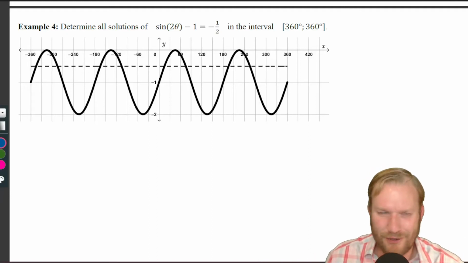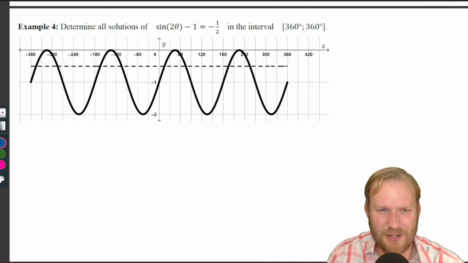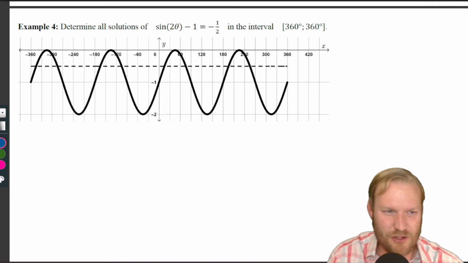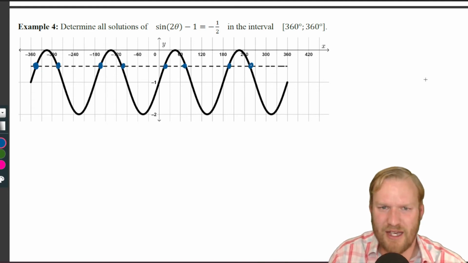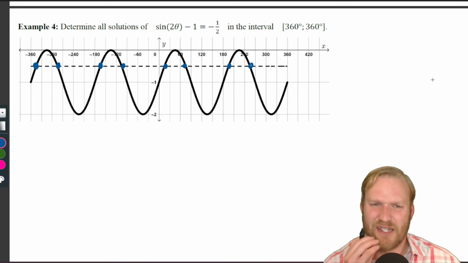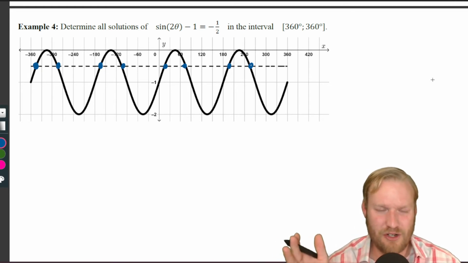Okay, by now we're surely on a good roll, so let's go for it. Sine 2 theta minus 1 equals minus half. Okay, so we've got the idea by now. We're looking for solutions, and the difference here is that there look to be 8 solutions, and there were 4 in all our previous examples.